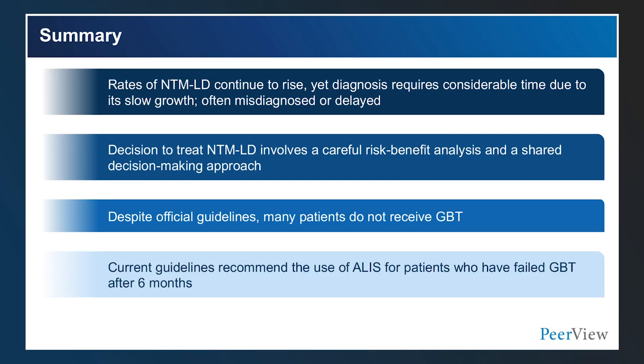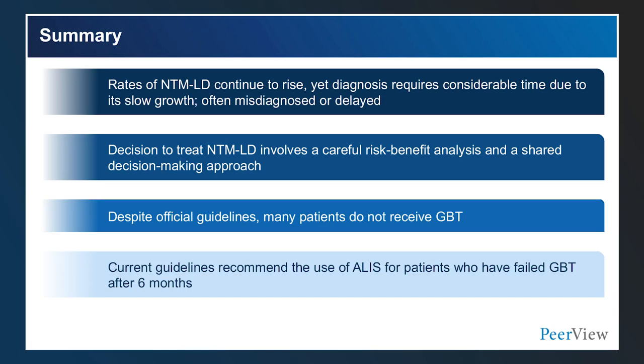So in summary, now I know we've talked about a lot of different things, including therapy, the addition of ALIS, potential side effects, and we've also talked about how it really takes a village to take care of these patients. We know that the rates of NTM lung disease continue to rise, yet diagnosis requires considerable time due to its slow growth, and it's often misdiagnosed and delayed.